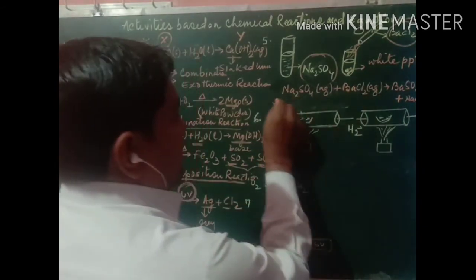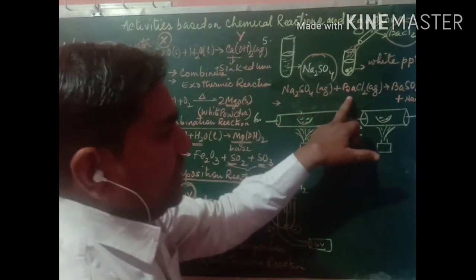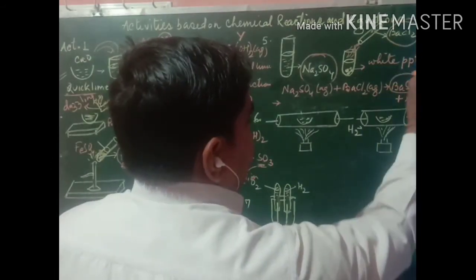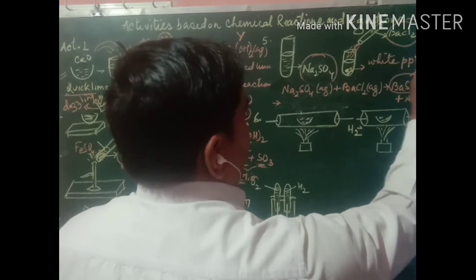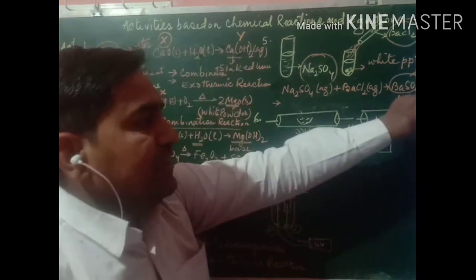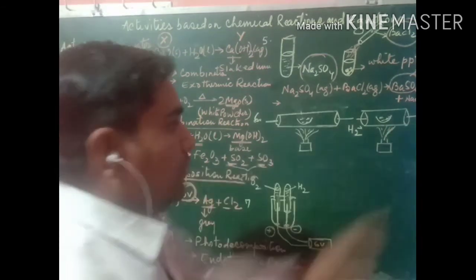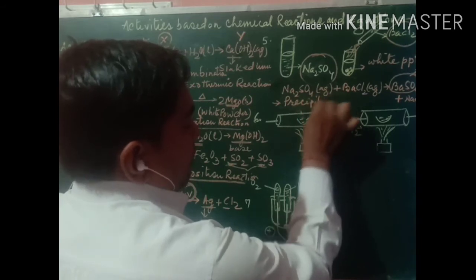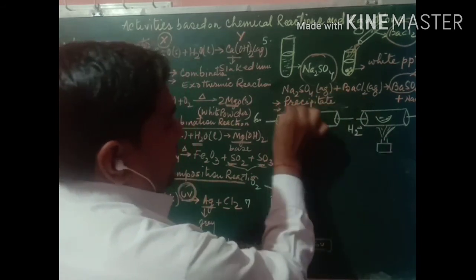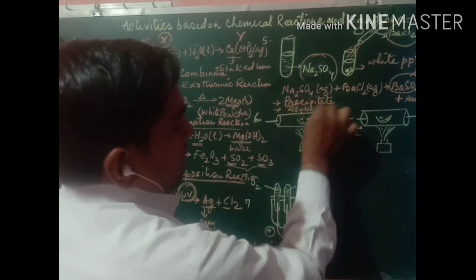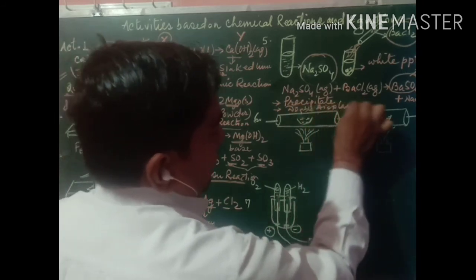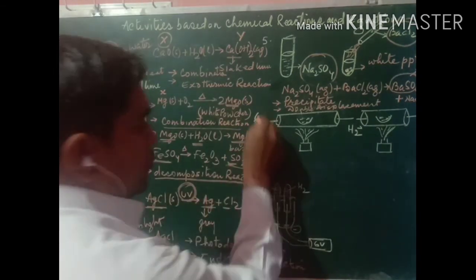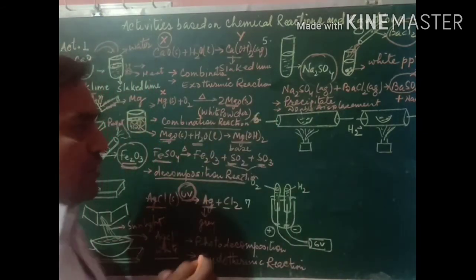Actually, this is a precipitation reaction. When Na2SO4 is dissolved in BaCl2, or BaCl2 is dissolved in Na2SO4, then BaSO4, that is the white PPT, means precipitate, is formed along with an aqueous salt. So this can be called a precipitation reaction or simply a double displacement reaction. Okay, students.